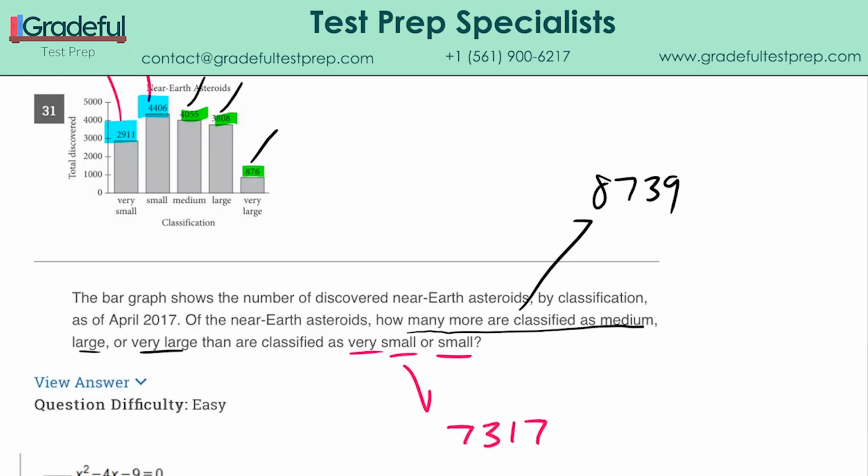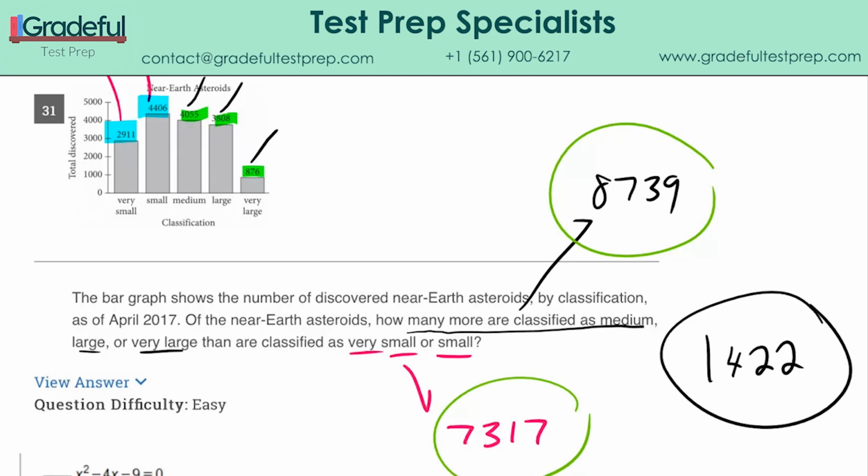7,317. And so how many more is the idea of subtraction. So we're just going to subtract these 2 numbers, which gives us 1,422, and that's our answer for number 31.